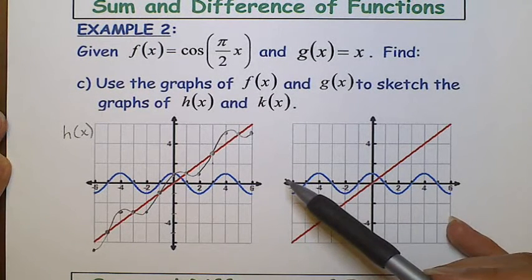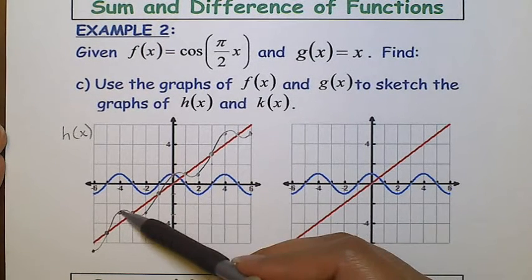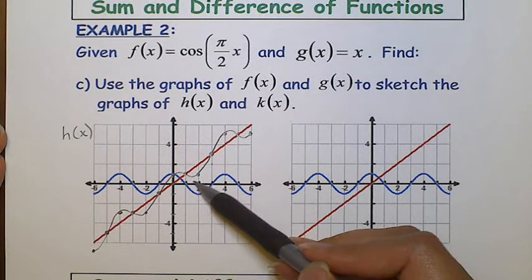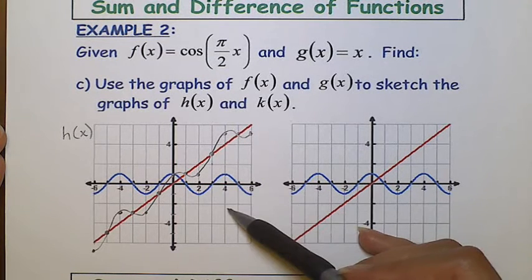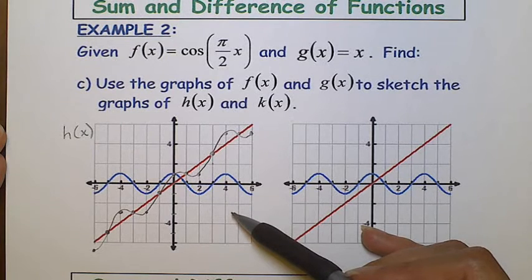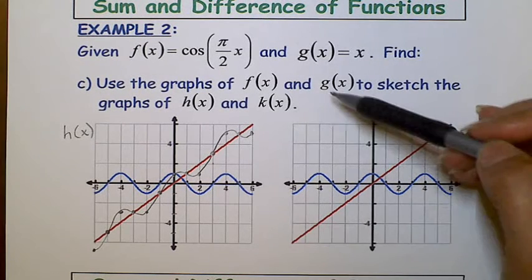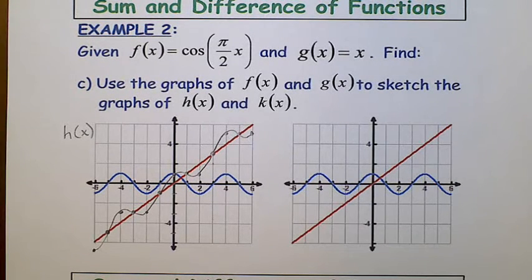You still have your local maximums and your local minimums, and the reason for that is because one of your functions had local maximums and minimums as well. And you'll notice that the domain is all real numbers. The graph continues to the left and to the right. Okay, so that's some interesting things to look at.